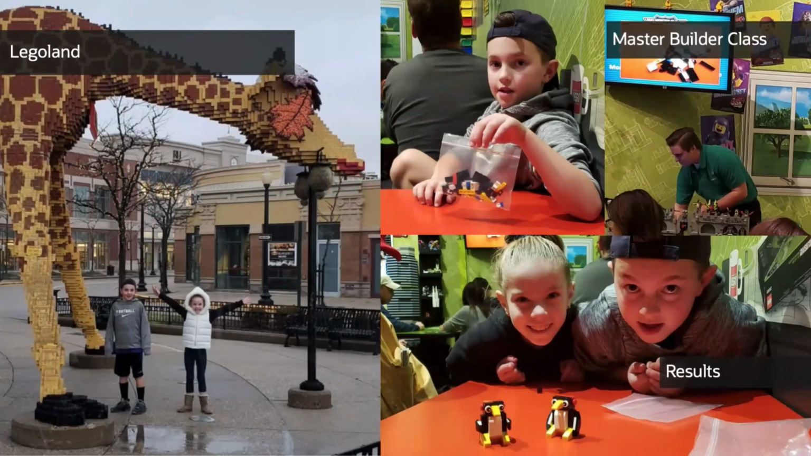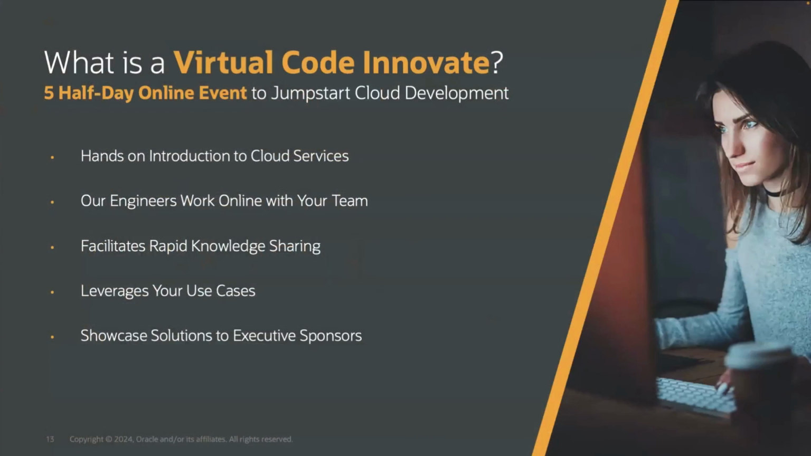Here we have these kids who go on a fun trip to Legoland. One thing they enjoy the most is the Master Builder class. Once they enter the Master Builder class, they are given a bag of disassembled Lego pieces, as you can see in this image, and they are asked to construct these Lego pieces together. But they are not given any instructions before they do that. The Master Builder is showing different ways to put these Lego pieces together. At the end of this session, the kids build these cute penguins, which are on the desk, which is kind of cool, right? So that is what Virtual Code Innovate is all about.